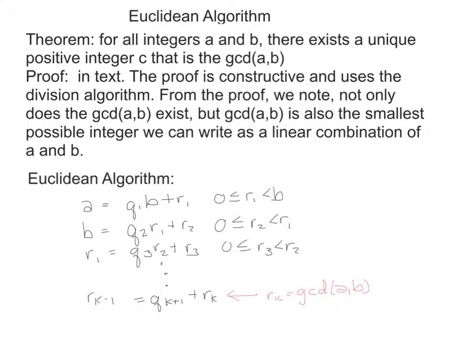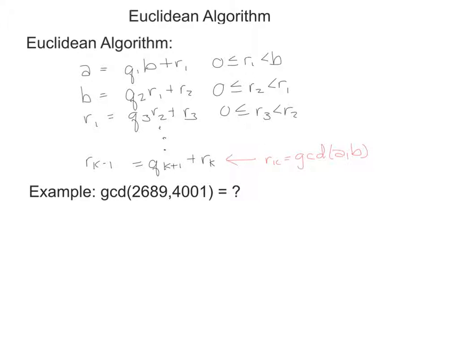And finally, we'll end up with the greatest common divisor. Probably the easiest way to show you this is with an example. So we're going to find the greatest common divisor of 2,689 and also 4,001. And again, I know you know how to do this from elementary school, but we're going to use this technique because then you can solve different types of problems that you couldn't solve in elementary.